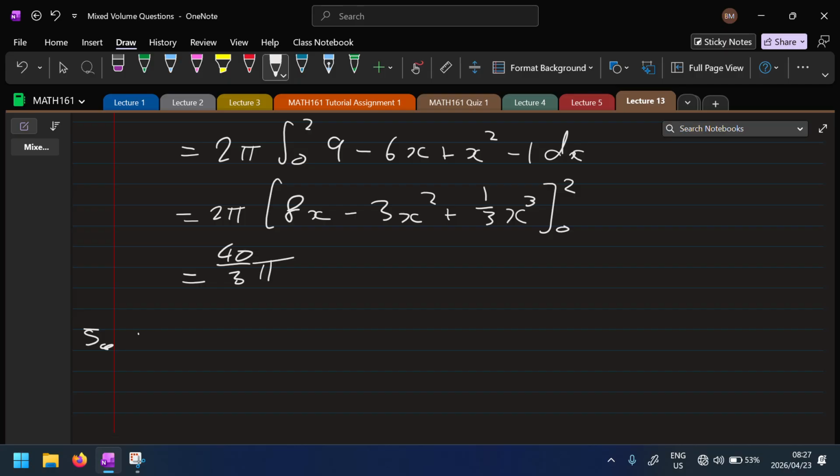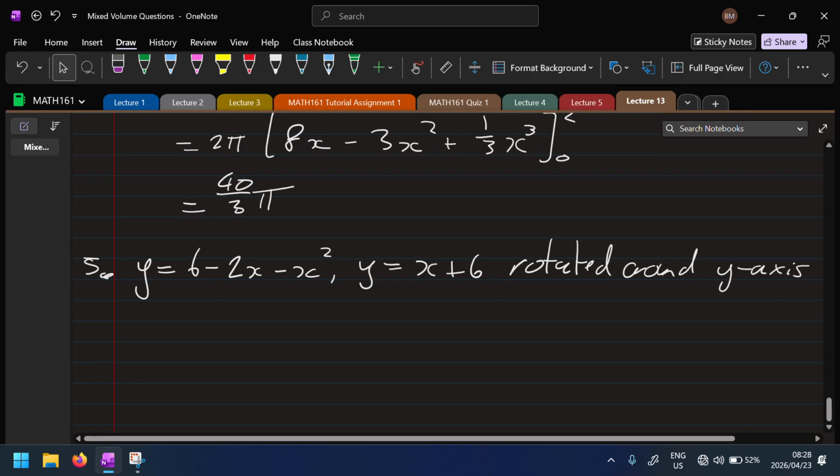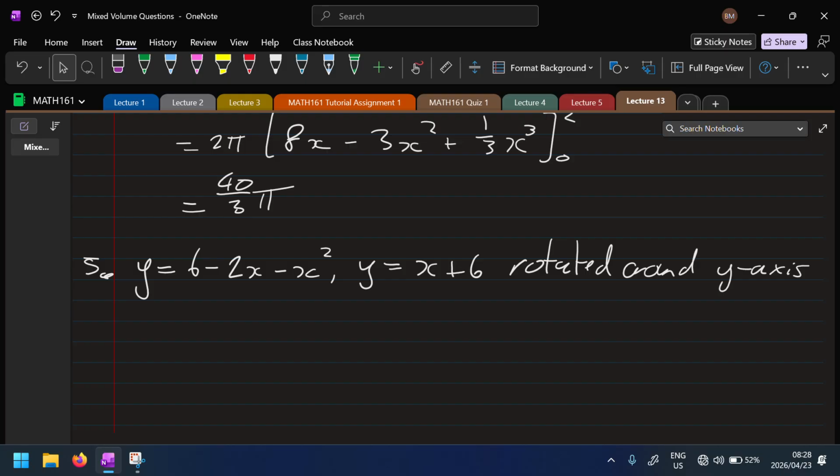Okay, so we've got the region bounded by y equals 6 minus 2x minus x squared, so a parabola, and y equals x plus 6, rotated around the y-axis. So we've got a sad face parabola and a straight line. You can imagine what that's going to look like rotated around the y-axis. Just picturing it in your head, what method would you use?